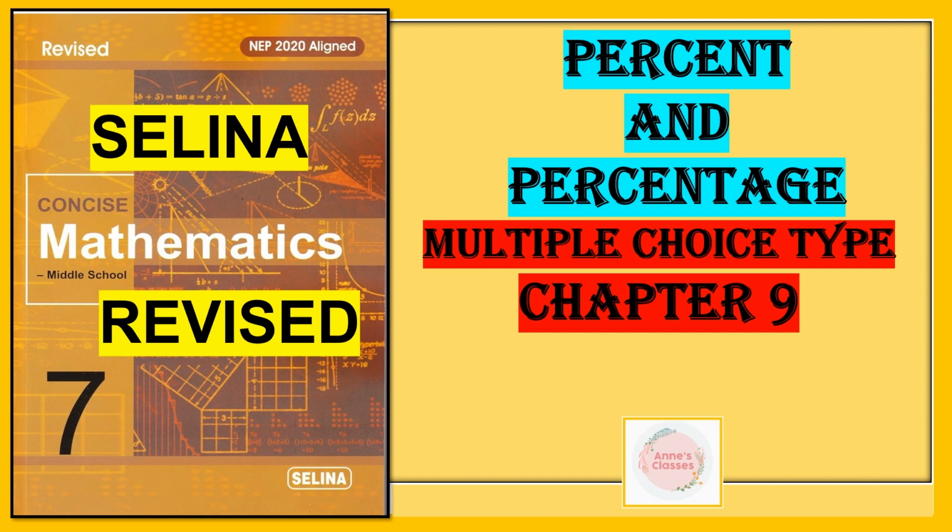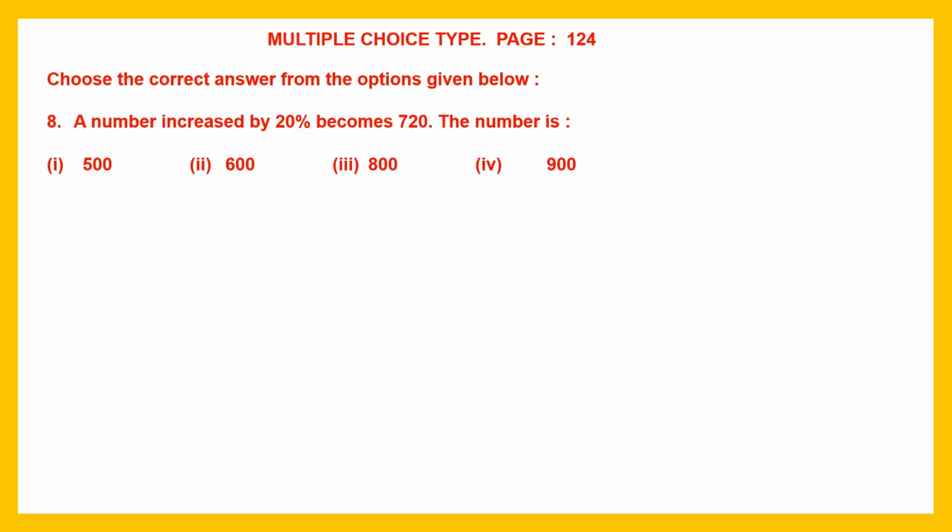Let's do percent and percentage, the multiple choice type, chapter 9, page number 124. Choose the correct answer from the options given below. Question 8. A number increased by 20% becomes 720. The number is one of these.